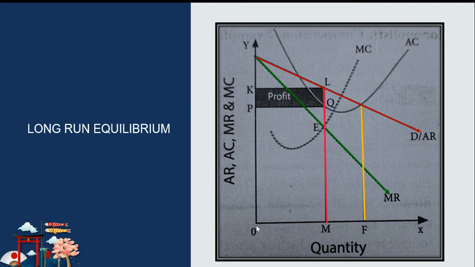So how much is the profit? Total revenue is OMLK. What is the total cost? You have the total cost curve cutting the output line at Q. So what is the total cost? OMQP is the total cost. I repeat, the total revenue is OMLK and the total cost is OMQP.